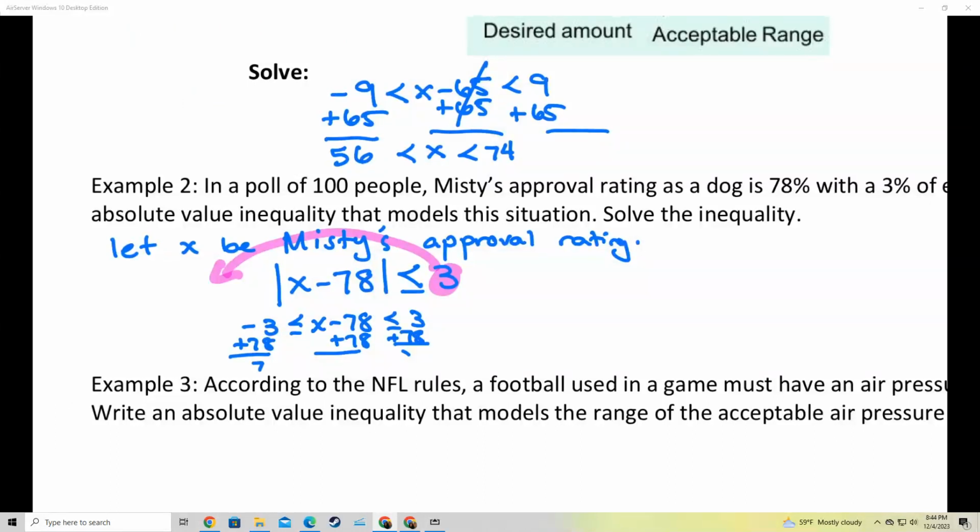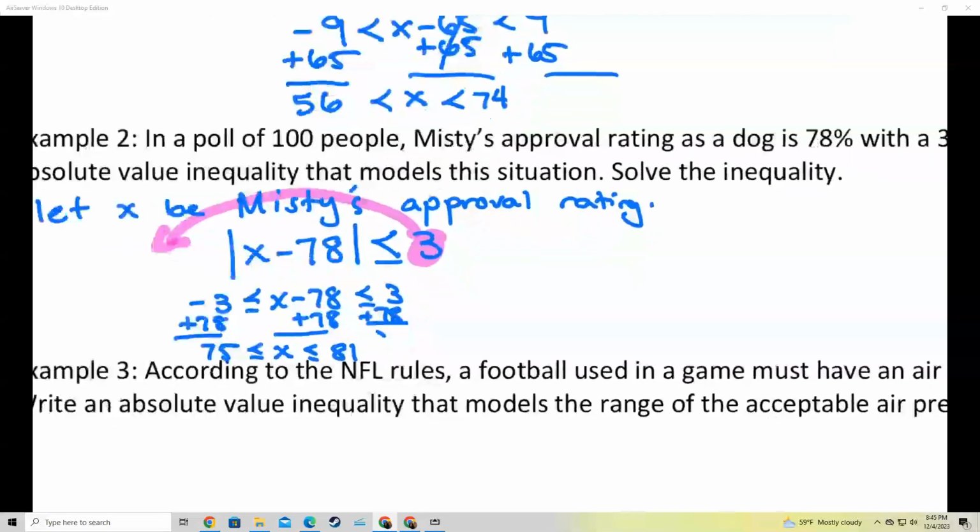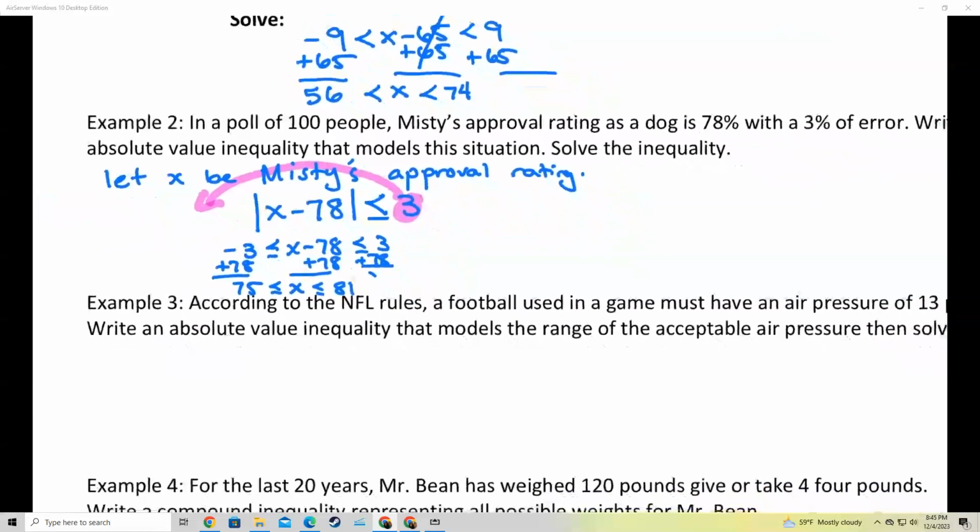And I get 75 is less than or equal to x is less than or equal to 81. And there's my interval. All right, let's take a look at the next one.